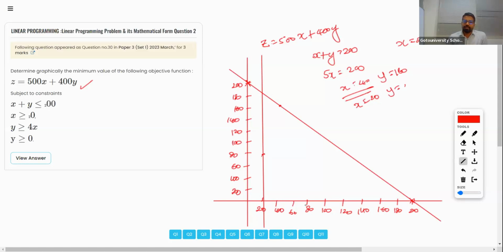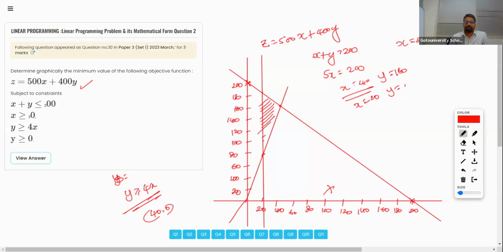So when you draw the line, it goes through like this. Yes. So our feasible region is very important now. Y greater than 4x. If y is greater than 4x, can I say (40, 0) will exist in this? No, that's not possible. So this side of the region is not there. So this is our feasible region.